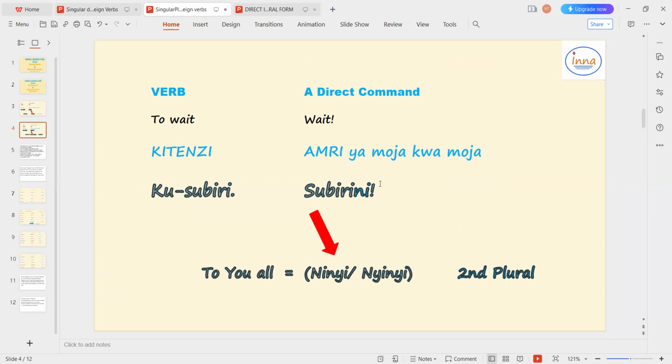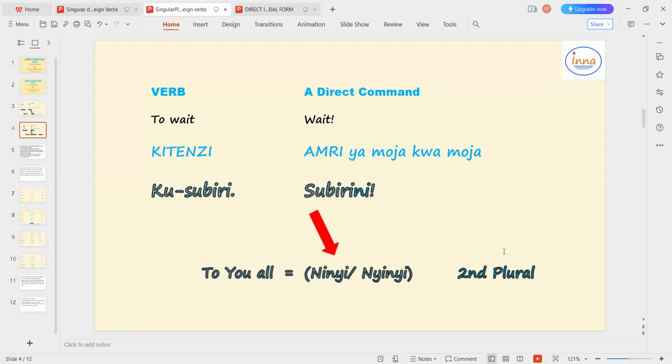For instance, if we have the foreign verb to wait, and direct command was wait, for plural form, wait is kusubiri. And when we change to plural form, it will be subirini. Here, we have removed the verb stem, and also we have added ni as our suffix in order to have plural form. Remember, most importantly, that this command is directed to you all.